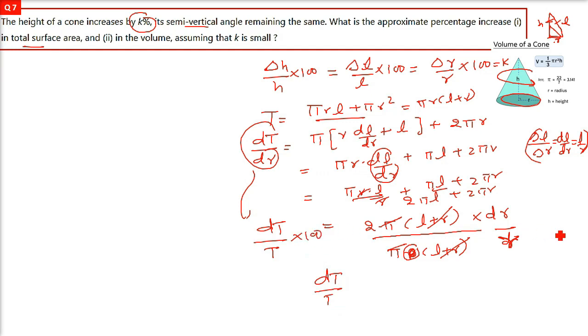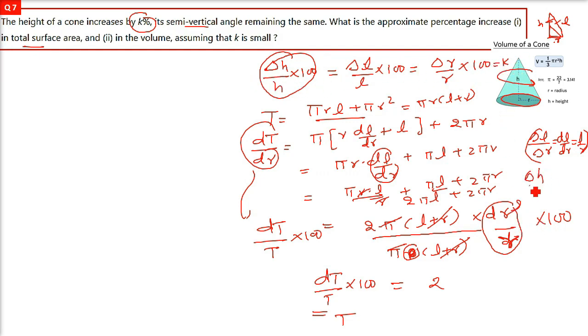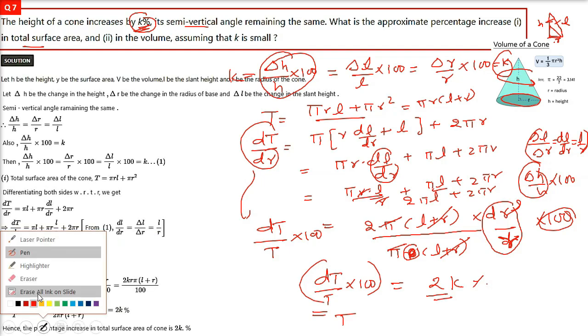If you multiply by 100 also, dT by T into 100, the percentage change in total surface area on the left, is equal to twice of dr by r. In place of dr by r, as the first thing I told you, you can replace it by delta h by h into 100. So delta h by h into 100 can be easily replaced by dr by r into 100. So you have k% here, and multiplied by 2, 2k is the final answer. So the percentage increase in the total surface area is 2k%. Let me just show you how we have done this. This is the total thing.